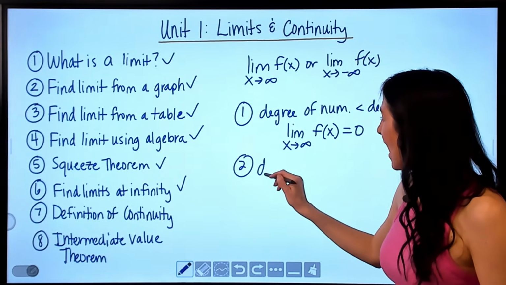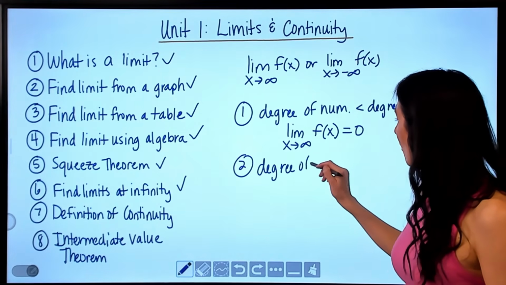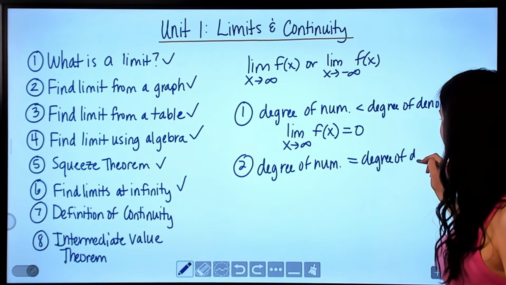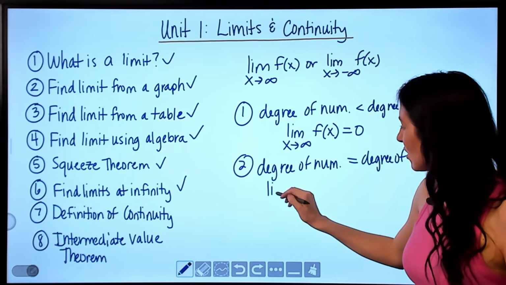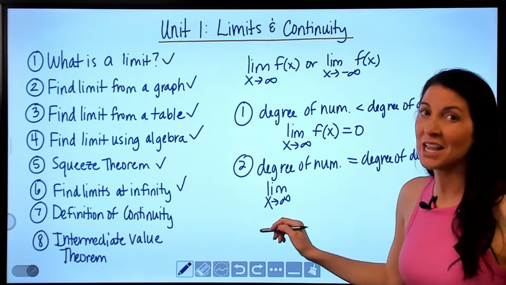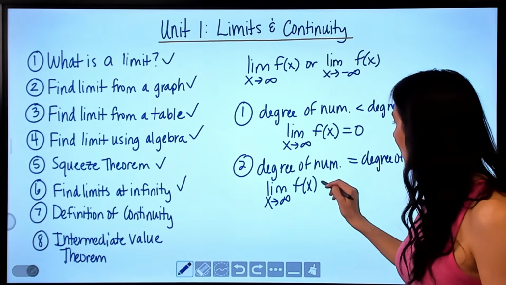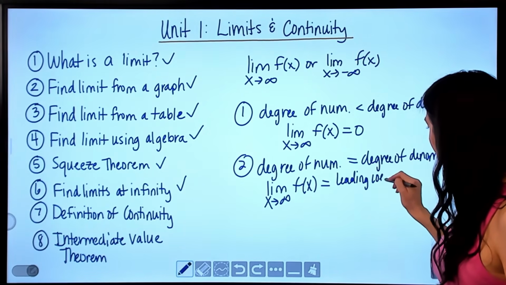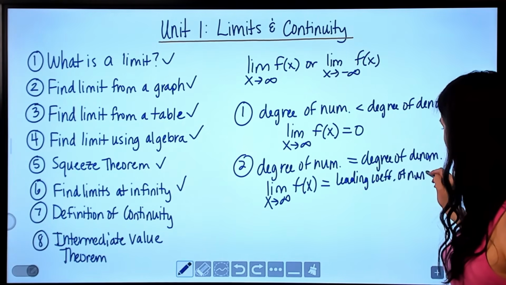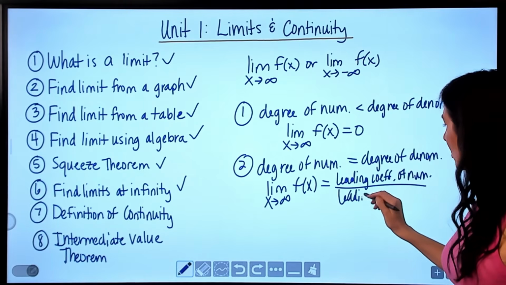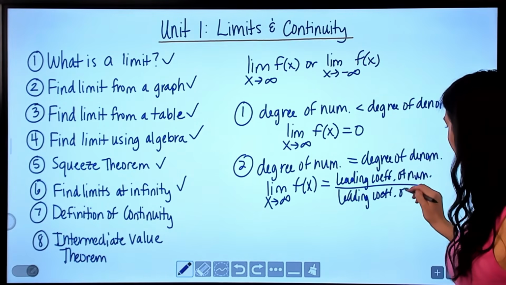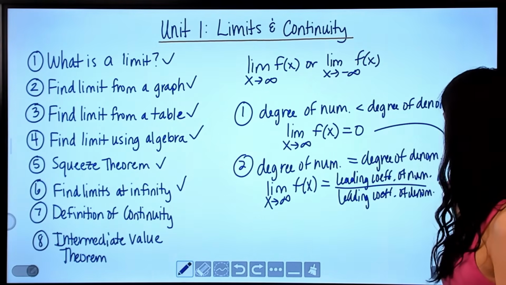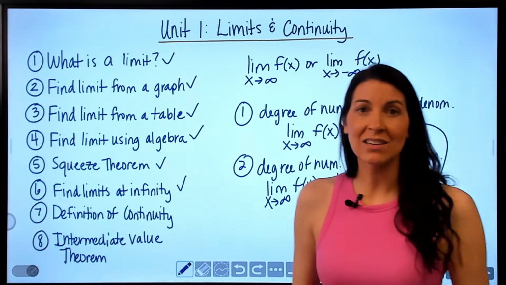Okay, another case you could have is that the degree of the numerator is actually equal to the degree of the denominator. And in that case, the way that you'd find the limit as x approaches infinity or negative infinity of f of x is you would take the leading coefficient of the numerator and divide that by the leading coefficient of the denominator. All right, and in both of these cases, this would give you the horizontal asymptote of the function.